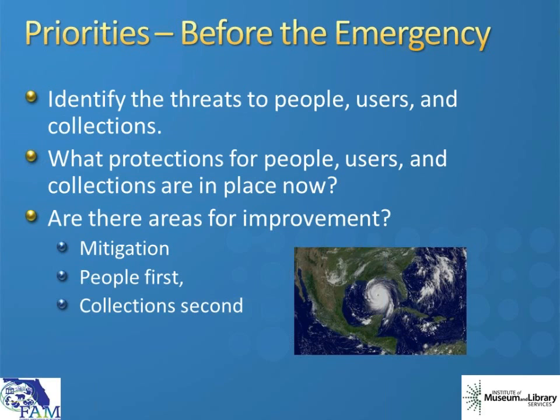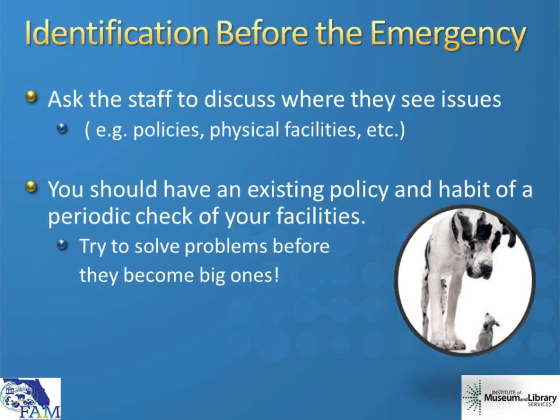One of the best things that you can do before an emergency is to ask your staff to discuss where they see issues. And that is, are there issues you haven't thought of? And it should be all staff, especially volunteer, user, custodial staff, and others.